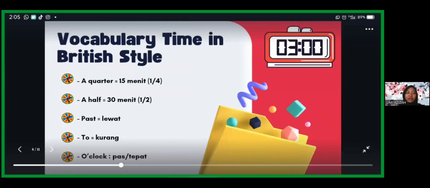Vocabulary of time in British style. When you want to say 15 minutes, a quarter is 15 minutes, or in Indonesian, seperempat, ya. And a half is 30 minutes. When you want to say 30 minutes, we must say a half. After that, when you want to say 15 minutes, we must say a quarter.